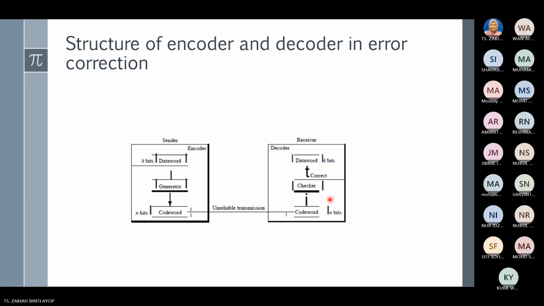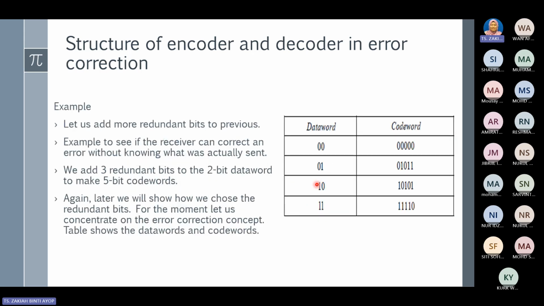Here, it will generate more bits for the redundant bits. And then when it needs to check, it will check if there is an error and try to predict or correct the bits. For example, the structure of the encoder and decoder in error correction is that we add more redundant bits to the previous one.